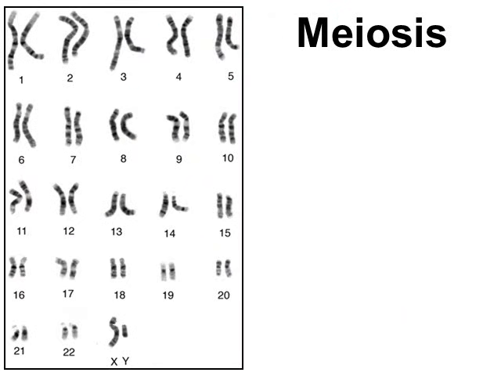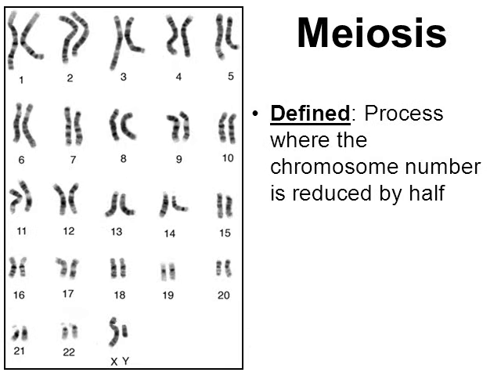First of all, the definition of meiosis. Meiosis is the process where the chromosome number of a cell will be reduced by half. In the picture here, I see 2 chromosome 1s and 2 chromosome 8s and 2 chromosome 12s and 2 chromosome 18s. This is a karyotype of a diploid cell.